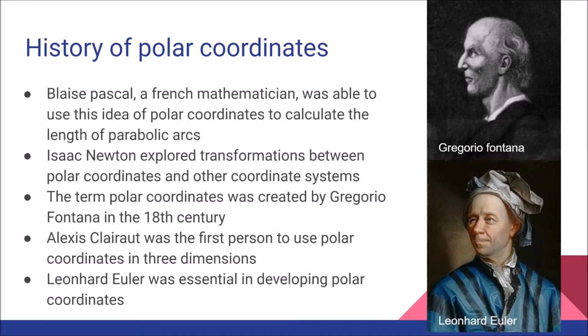Blaise Pascal, a French mathematician, was able to use this idea of polar coordinates to calculate the length of parabolic arcs. Isaac Newton explored transformations between polar coordinates and other coordinate systems. The term polar coordinates was first created by Gregorio Fontana in the 18th century. Alexis Clairaut was the first person to use polar coordinates in 3 dimensions. Leonhard Euler was essential in developing polar coordinates.